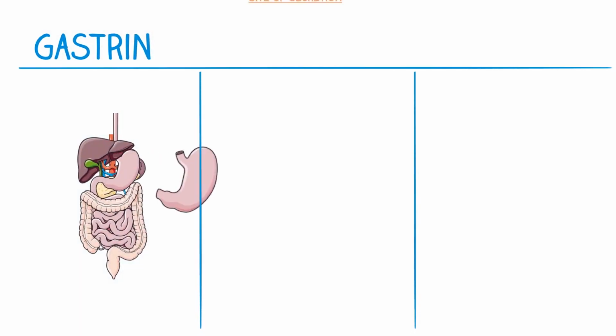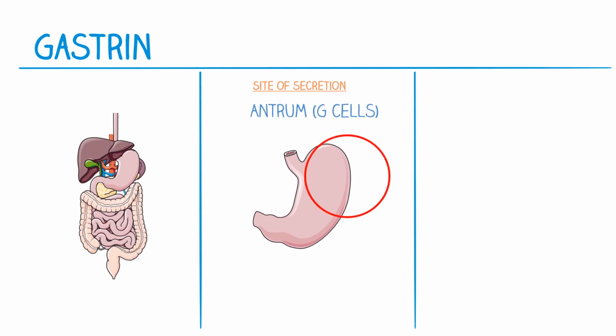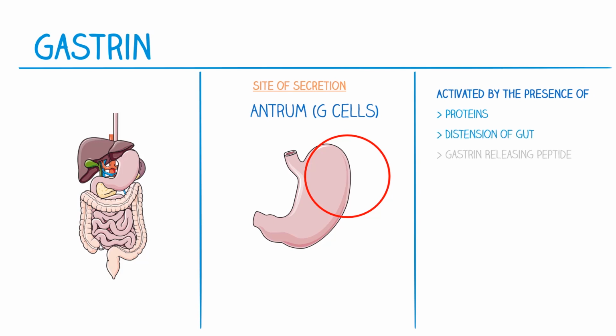Gastrin is secreted by G cells of antrum region of stomach. Secretion of gastrin is activated by the presence of proteins in the stomach, distension of gut, and by the activity of gastrin releasing peptide released by the neurons in the gut. Gastrin stimulates the secretion of gastric acids and the growth of mucosa.